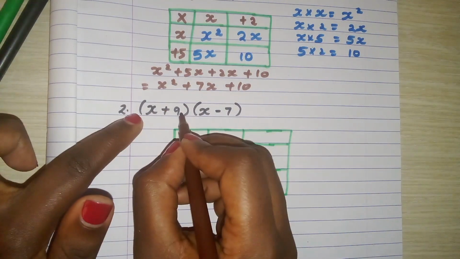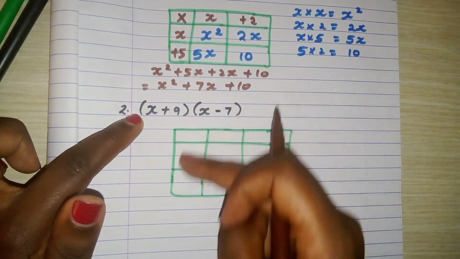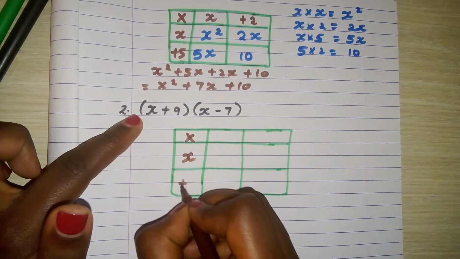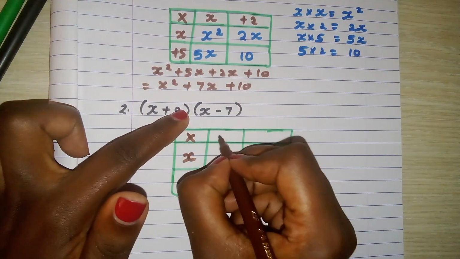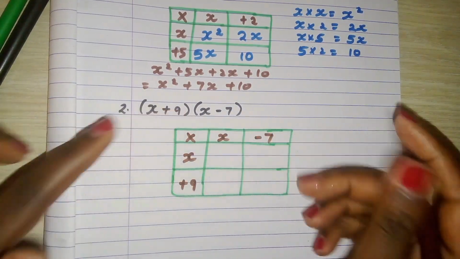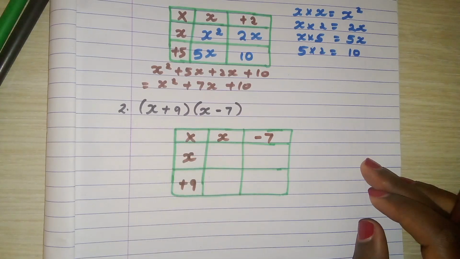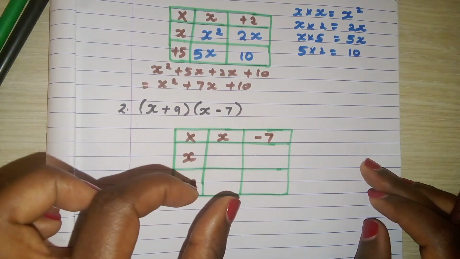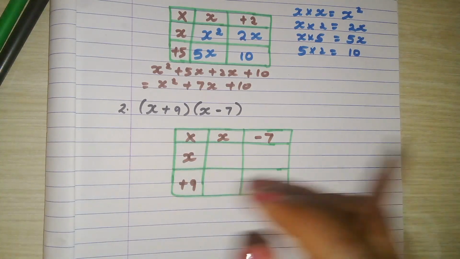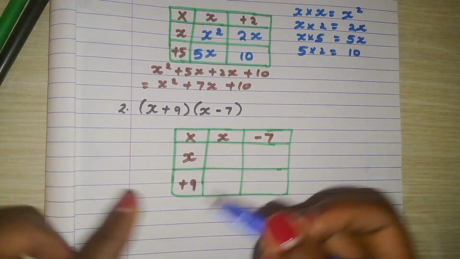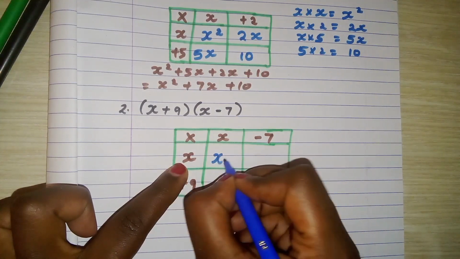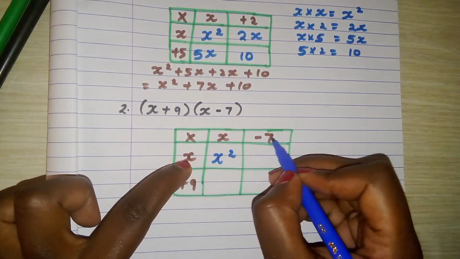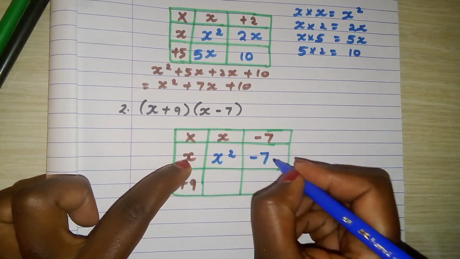So we have x plus 9. This round, let's put x plus 9 on this side. So it's times, and then we have x and positive 9. Here we have x and negative 7. The beauty of this method is that if you're not sure about the negative numbers, it makes it simpler for you to do it. Now let's go ahead and do x times x is x squared, and then x times negative 7 is negative 7x.